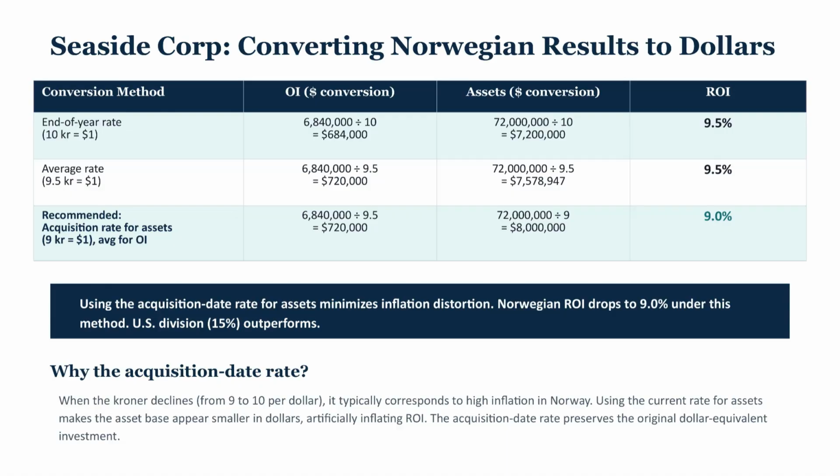Using the year-end rate of 10 kroner per dollar, or the average rate of 9.5, both produce a 9.5% ROI. The best practice, however, applies the acquisition date rate of 9 kroner per dollar to assets while using the average rate for income. That yields a 9% ROI. By fixing assets at their original dollar value, we avoid inflation-driven distortions and get a more accurate performance picture.